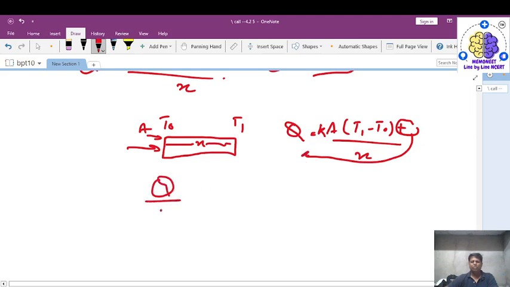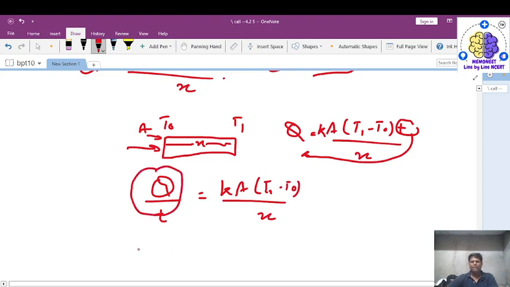We will write it as Q upon T is equal to K A (T1 minus T naught) upon x. So this is known as the rate of flow of heat. We write it as H is equal to dQ by dt, and this dQ by dt is equal to K A dT by dx.